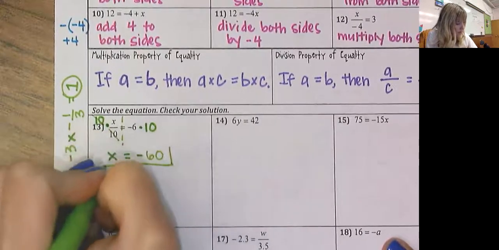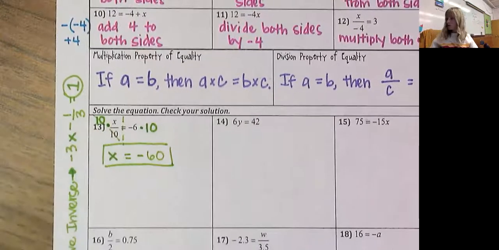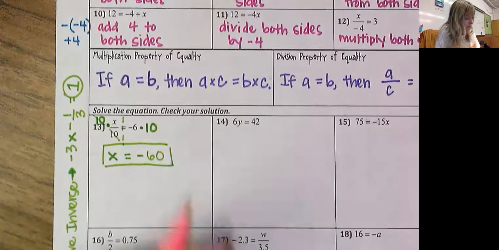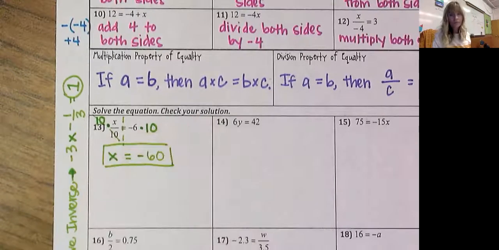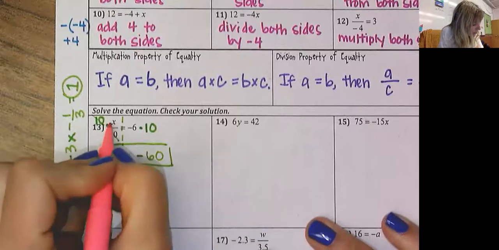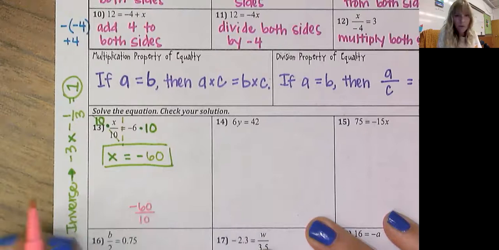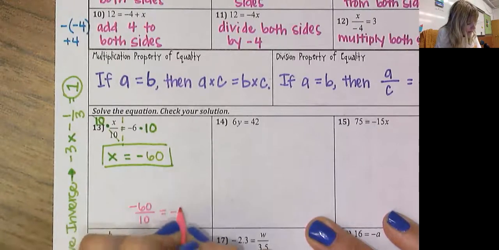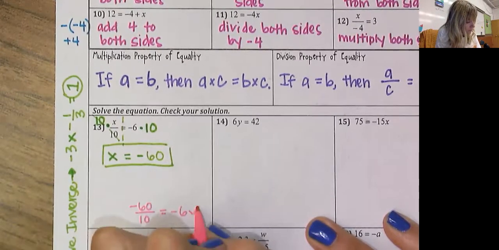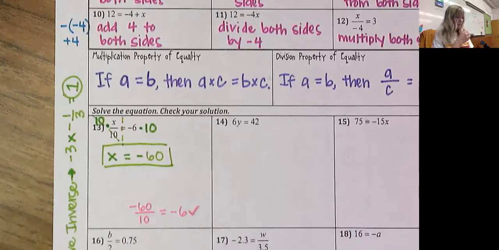So I solved this. I'm also going to do like we did yesterday. It says check your solution. I'm going to write that down in the corner here. What I'm saying is that negative 60 divided by 10, that's from the original equation, is equal to negative 6. True. It absolutely is.